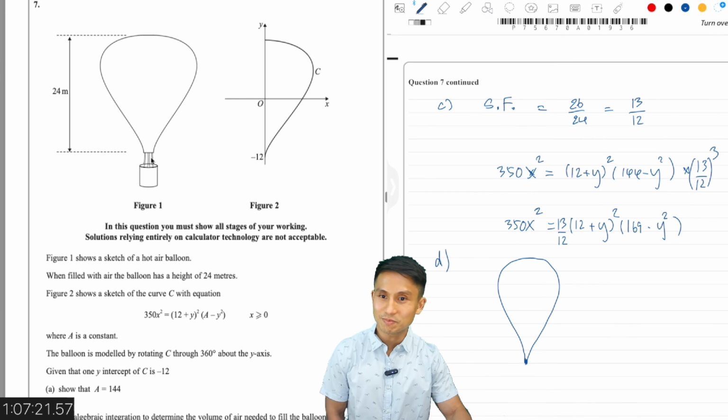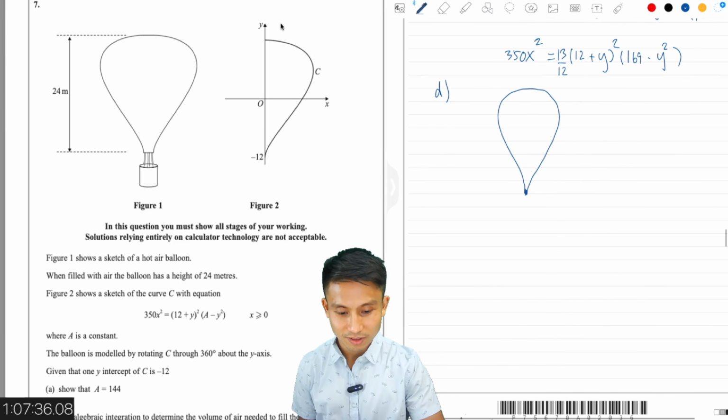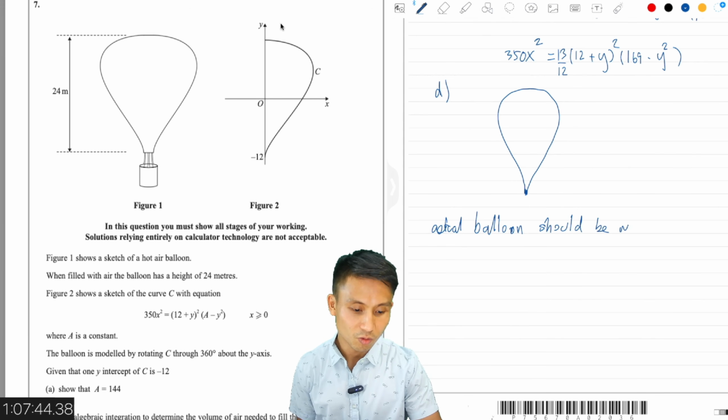Okay, this is too elliptical somehow. It's not even elliptical, it's just some weird curve here. I don't know what that is. Some polynomial curve, right, on either side. This is a polynomial. So the actual balloon should be more spherical, right? I'm going to go with that.